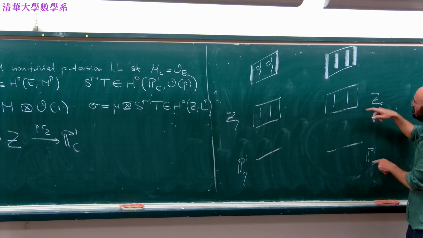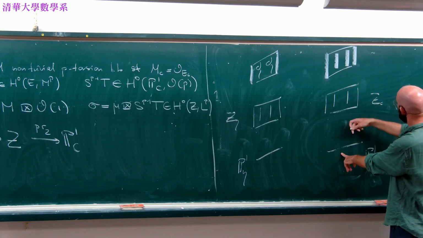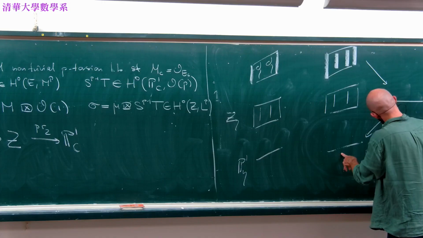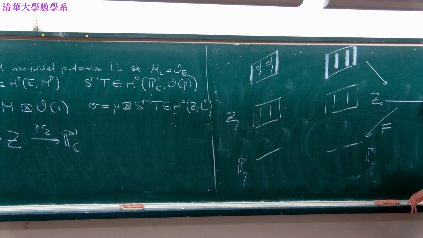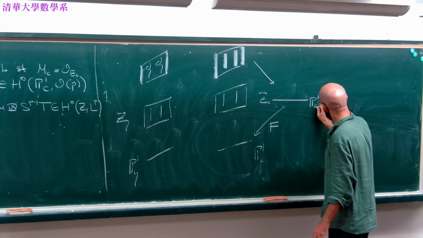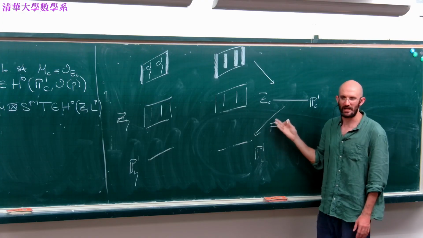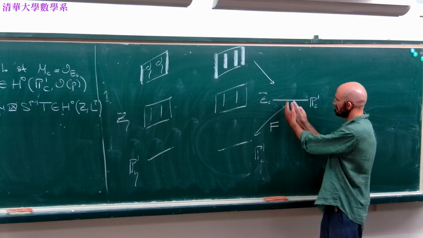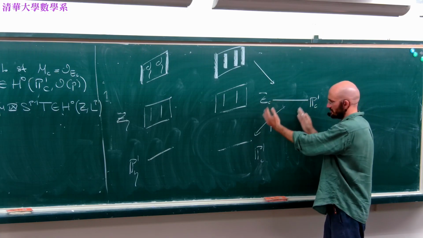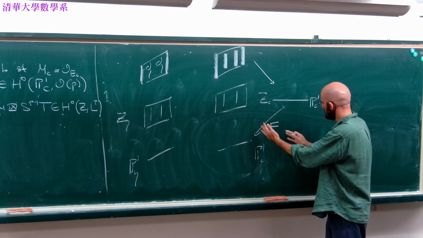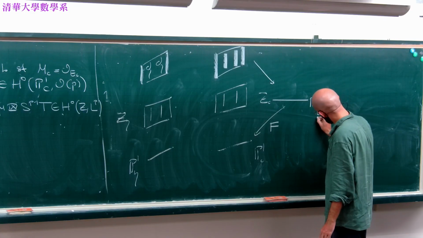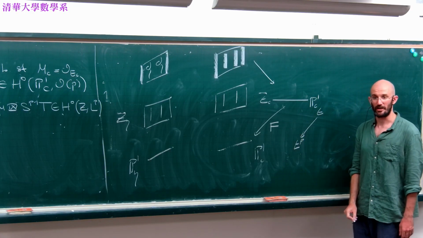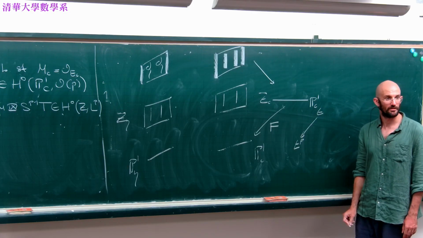In other words, this map here factors through what is called the Frobenius map on P1. So Frobenius is a map that just exists in characteristic p. Topologically, it's an isomorphism, so it's just the identity at the level of topological space, but on the level of functions it is given by raising every function to the pth power.